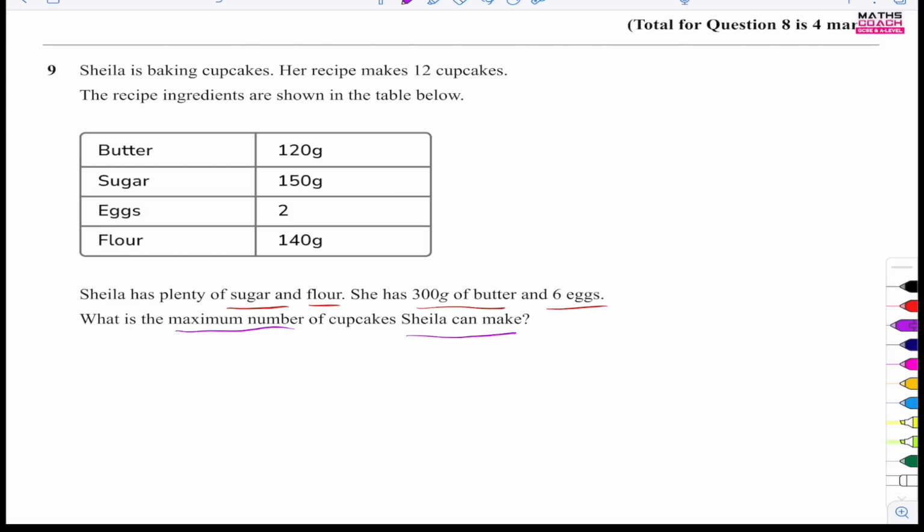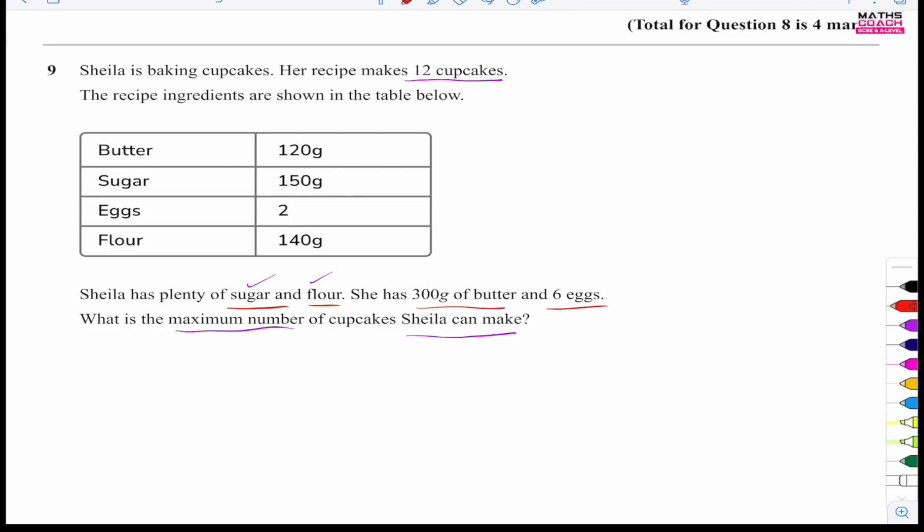Now, sugar and flour, all good, we don't need to worry about that. Let's look at the butter and eggs. Now, if she can make 12 cupcakes using these ingredients, we need to know what's the maximum she can make with 300 grams of butter.